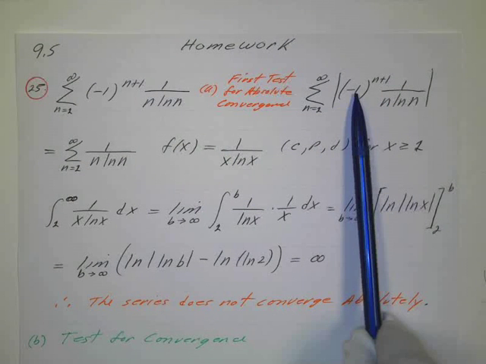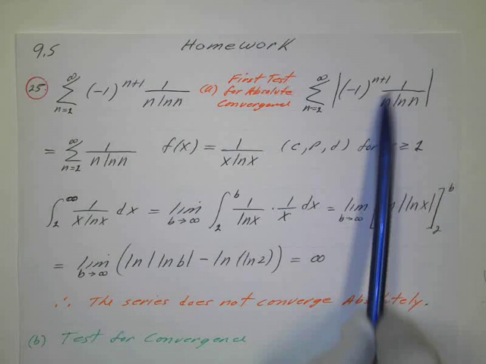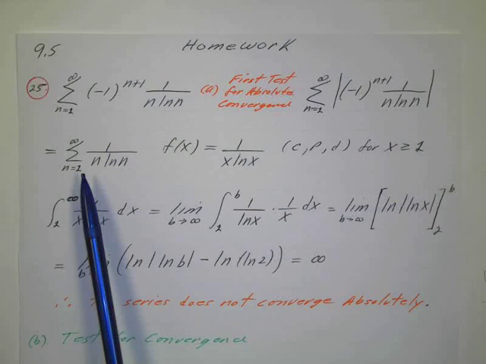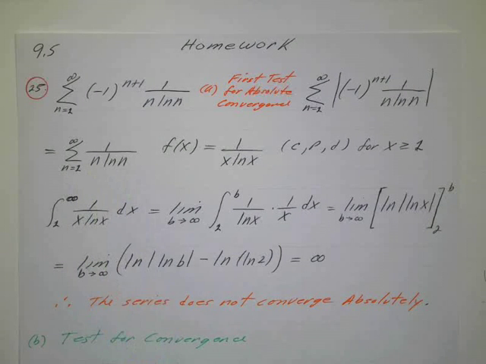So let's take a look at this. This would be the absolute value of this series, and that would get rid of the negative 1 part, so I just have the summation n equals 2 to infinity of 1 over n natural log of n.